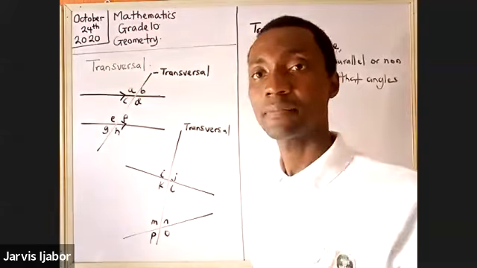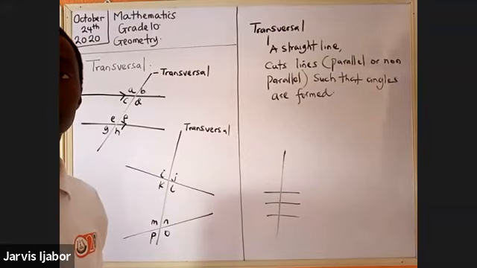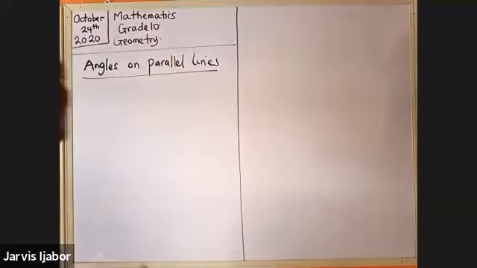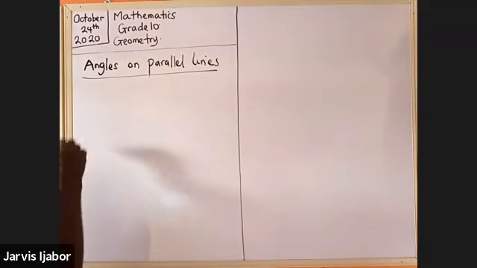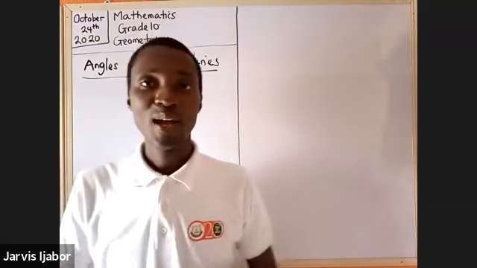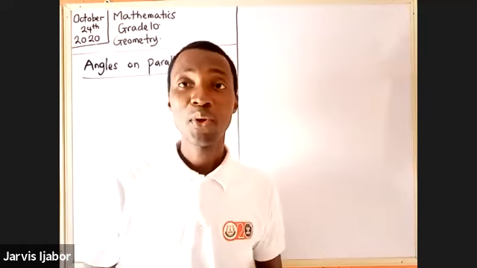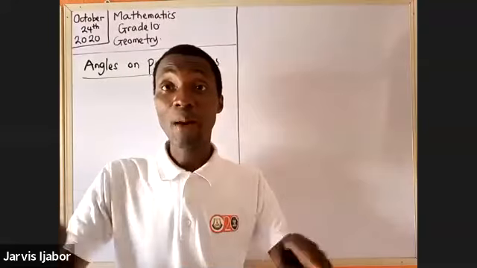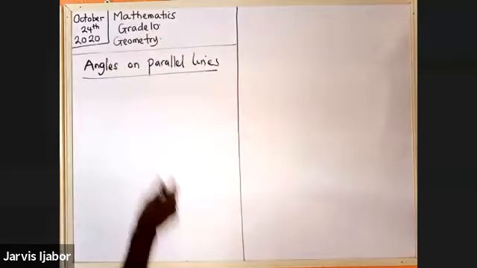All right. So we'll go into parallel lines now and see what happens. We'll be considering angles on parallel lines. I hope you remember that on parallel lines, there are no angles. So when we talk about angles on parallel lines, essentially we are concerned with what happens when they are being cut by a transversal. So look at this.